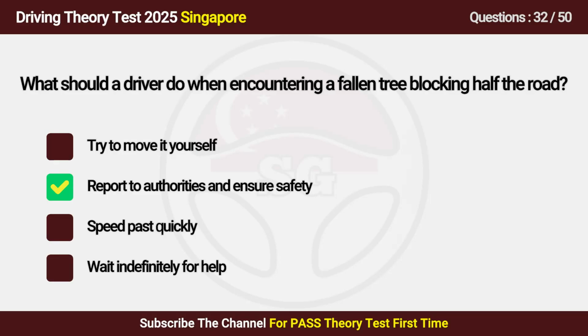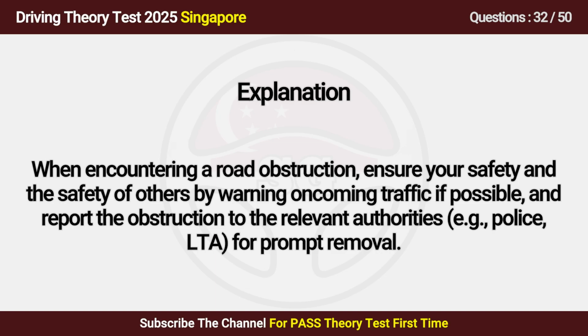Answer is B. Report it and ensure safety. When encountering a road obstruction, ensure your safety and the safety of others by warning oncoming traffic if possible, and report the obstruction to the relevant authority, e.g. police, for prompt removal.